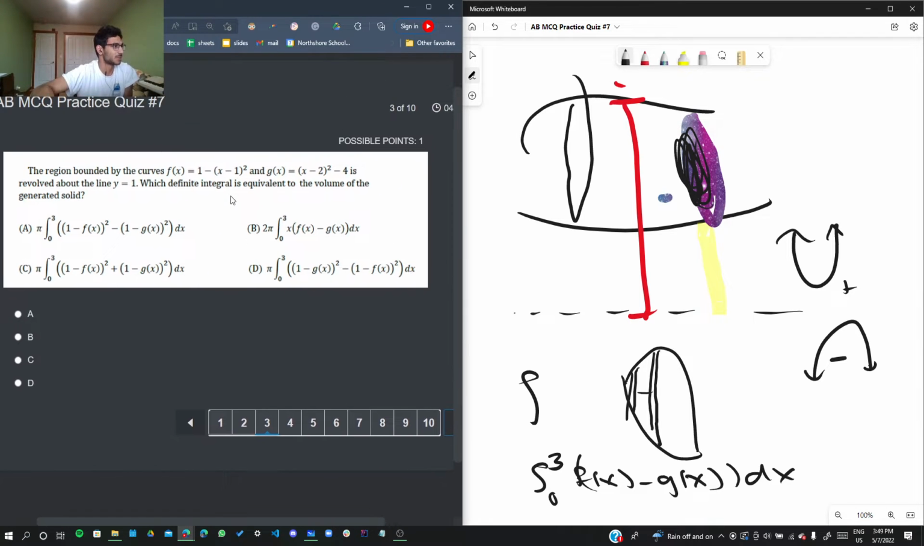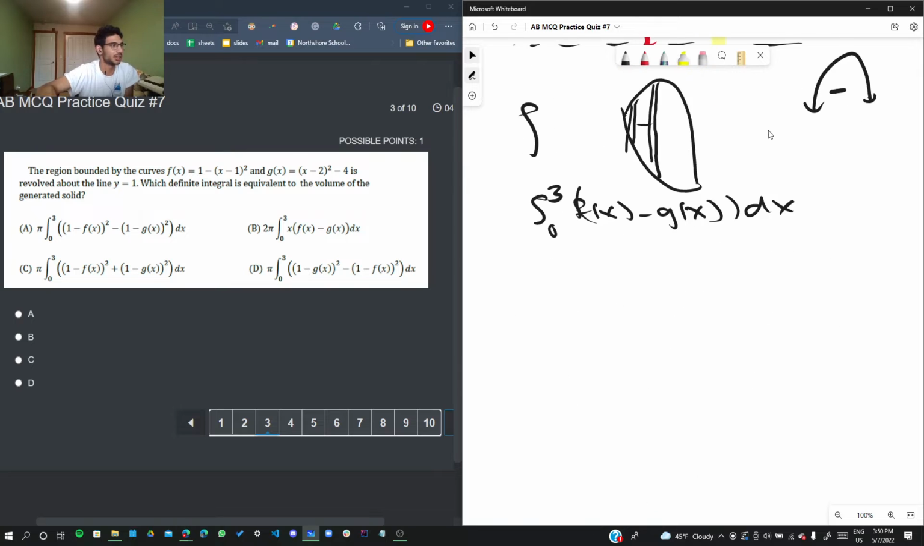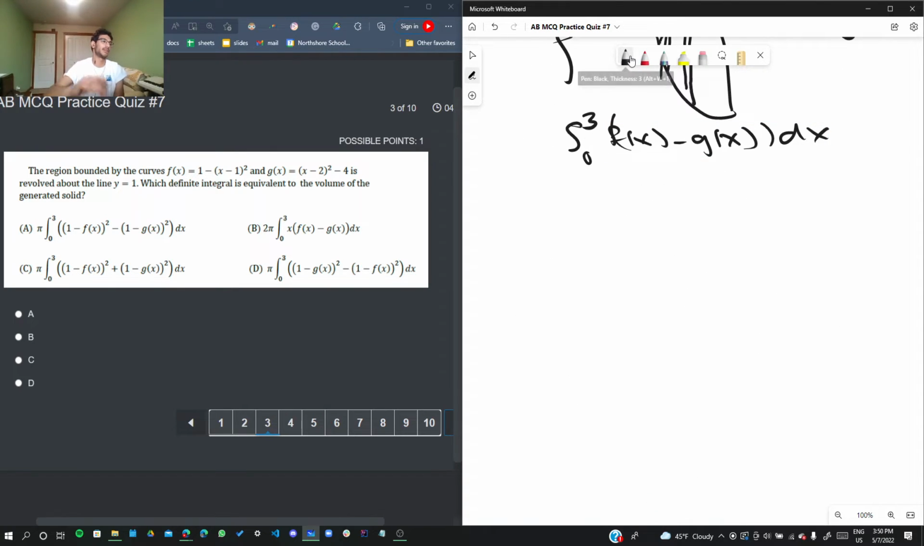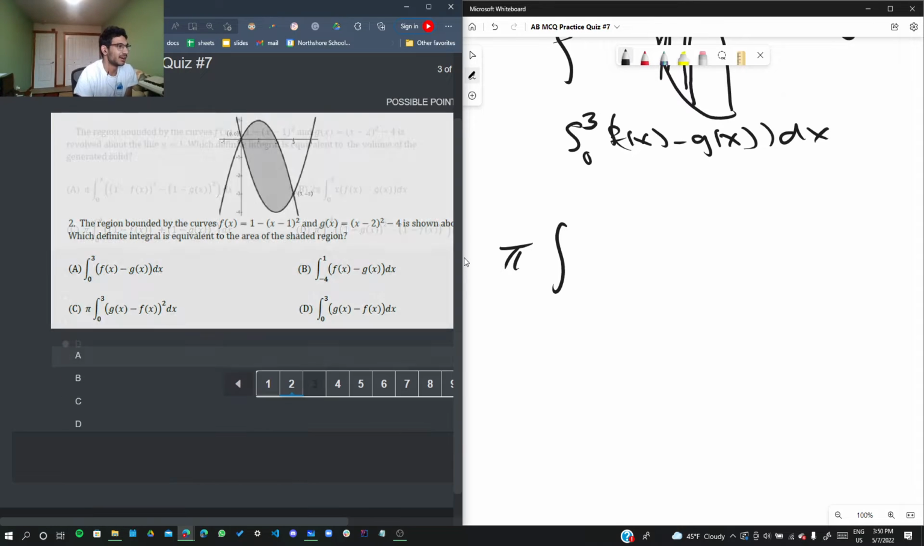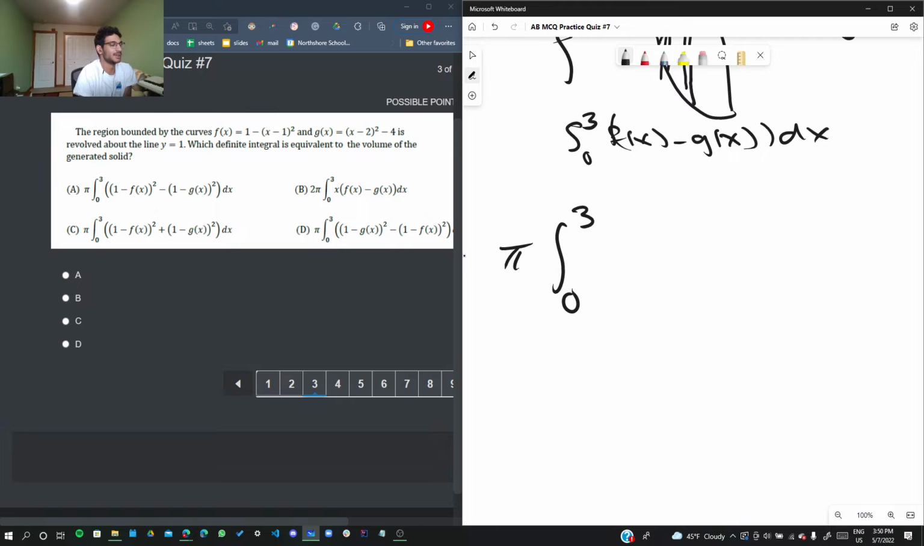Okay, region bounded by these curves revolved around y equals 1. Yeah, you could think about the logic to these types of questions, but honestly, because it takes forever to think about the logic, I like to just remember. They actually had these intersections right over here, so you don't even have to do any math. So it goes from 0 to 3 again. I'm just being clever and just using the stuff right over here. So it goes from 0 to 3.